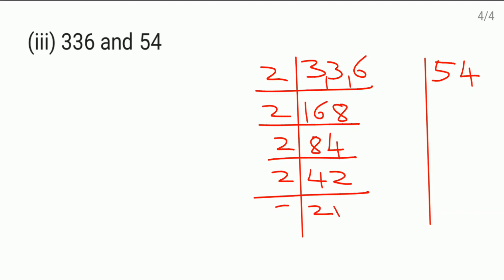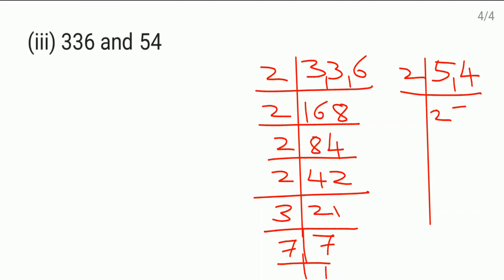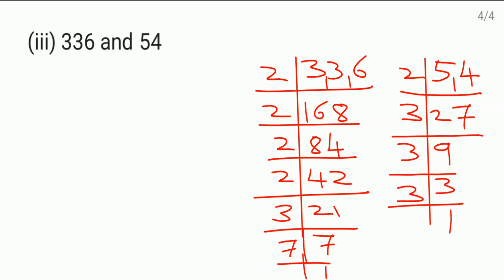Now 21 comes in 3's table. So here 3 7s are 21. Done? Correct. Now come to another number here. Look at the unit place, 4 is divisible by 2. Then 2 2s are 4, 2 7s are 14. Now here 3 9s are 27, 3 3s are 9, 3 3s are 1. Correct.